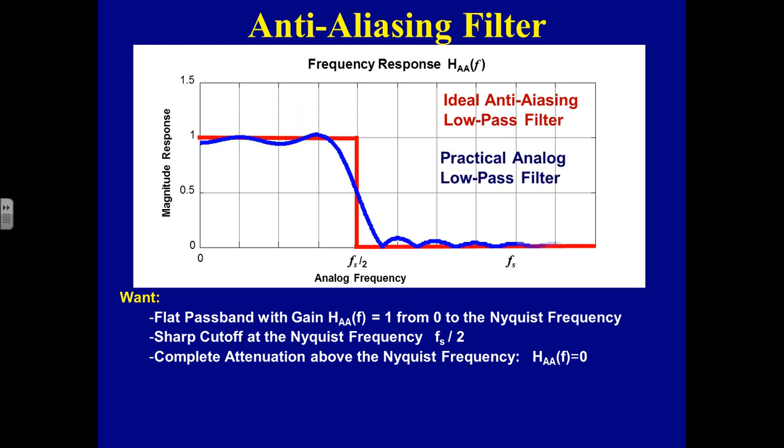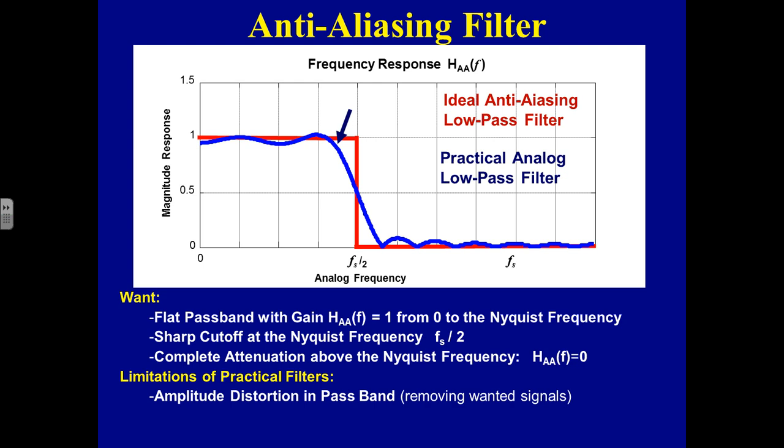Instead, we can make a practical low-pass filter that has certain compromises in that frequency spectrum. Most notably, there's going to be some amplitude distortion, some ripple in the magnitude response of the filter in either or both the pass band and the stop band. And particularly, the roll off at the cutoff frequency is not going to be a sudden brick wall, but there'll be a much more gradual change from the pass band to the stop band.